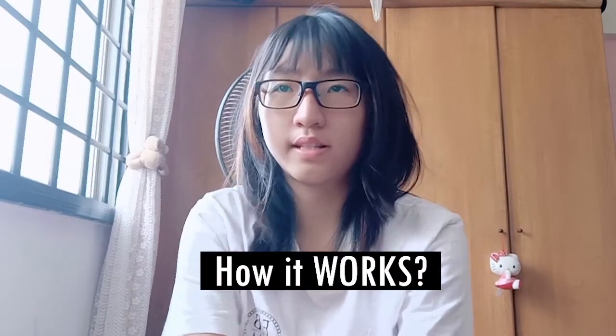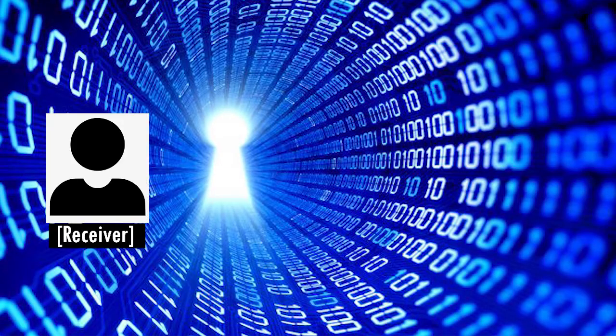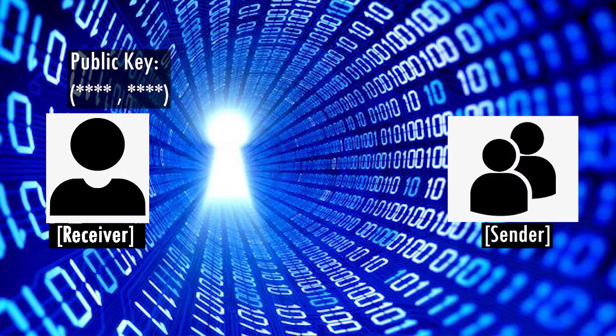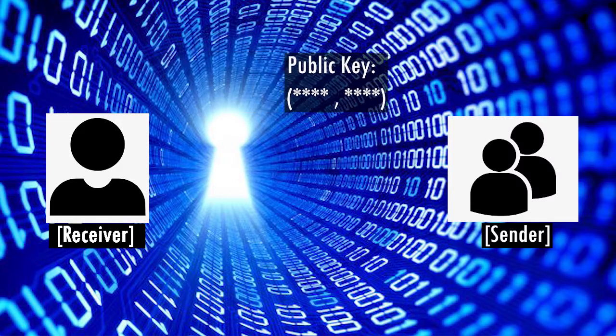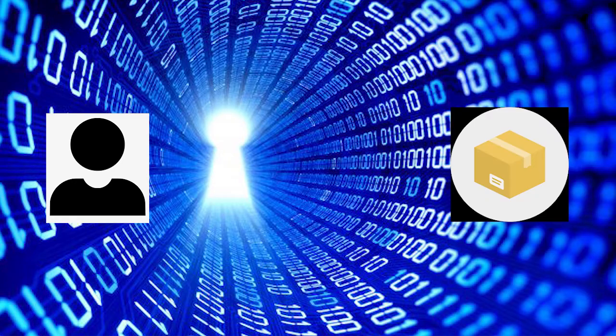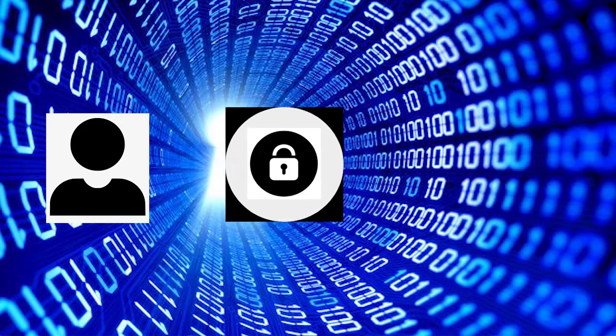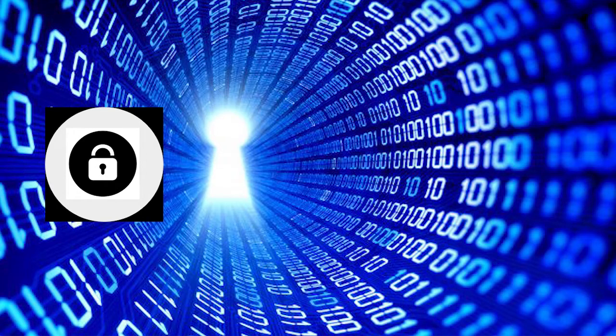How it works in asymmetrical key cryptography is that anyone who wants to receive data will share their public key, and people who want to send data will use the public key of their intended recipient and encrypt the data that they want to send. On the receiver end, once they receive the data which is encrypted with their own public key, they will use their private key to decrypt the message.